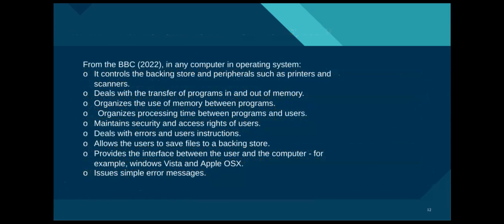From the BBC in 2022, in any computer, the operating system controls the backing store and peripherals such as printers and scanners, deals with the transfer of programs in and out of memory, organizes the use of memory between programs, organizes processing time between programs and users, maintains security and access rights of users, deals with errors and users' instructions, allows the user to save files to a backing store, provides the interface between the user and the computer, for example, Windows Vista and Apple OS X, and issues simple error messages.